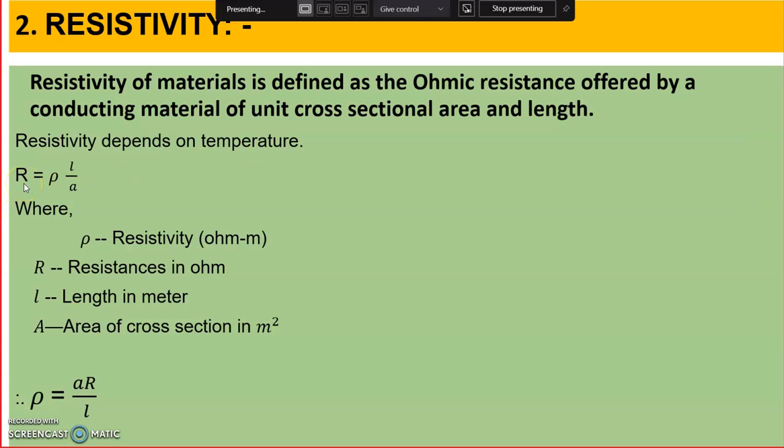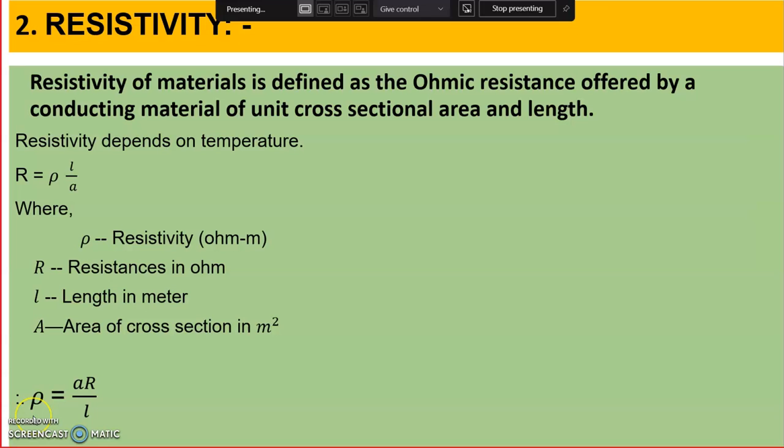And you know the formula R is equal to rho L by A. So this is the resistivity. R is the resistance in ohm, L is the length of the wire in meter, and A is the area of cross section in meter square. Okay, so what will be resistivity rho? You can just take A to the left hand side. So rho is equal to A into R divided by L.